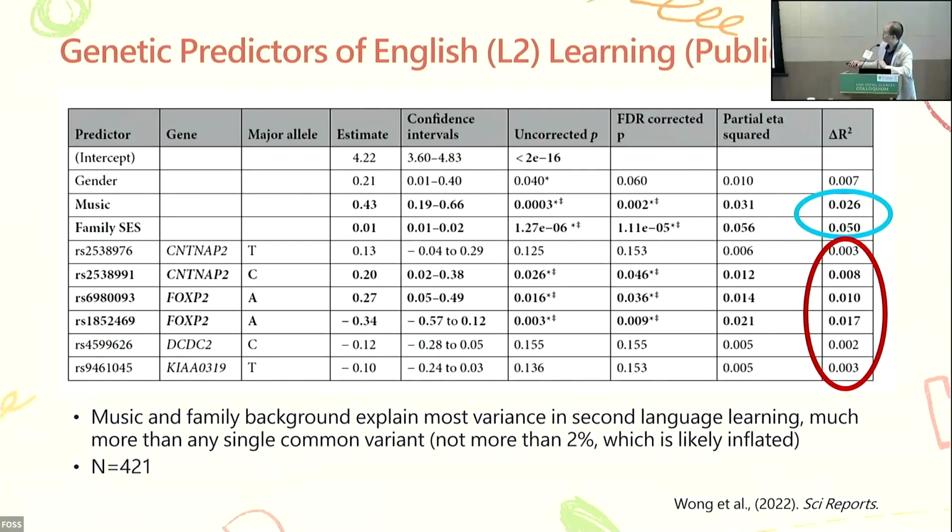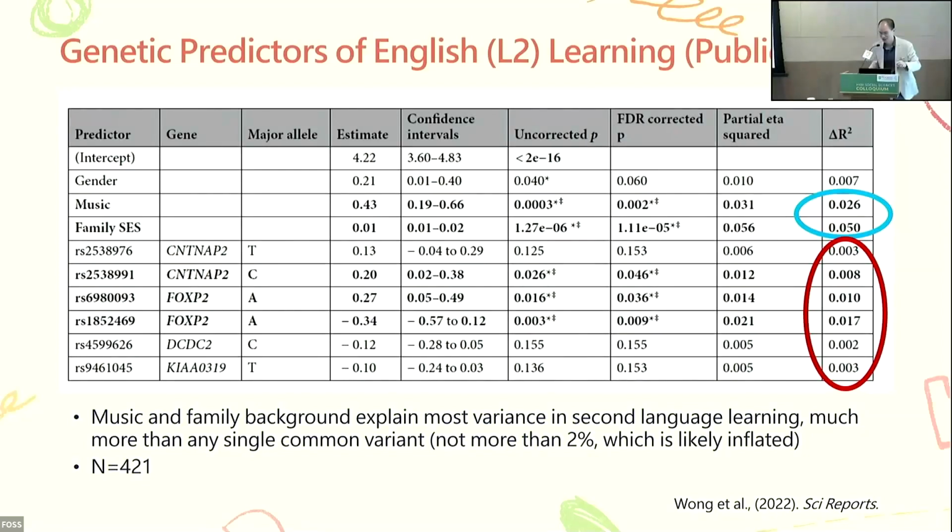Now, the interesting thing is this. If you look at music alone, it explains 2.6% of the variance, already more than all the genes combined. The sad thing is this. Look at family socioeconomic status. It explains 5% of the variance. The thing that explains the most variance is how much money your parents have, in terms of how well you do on your DSE.